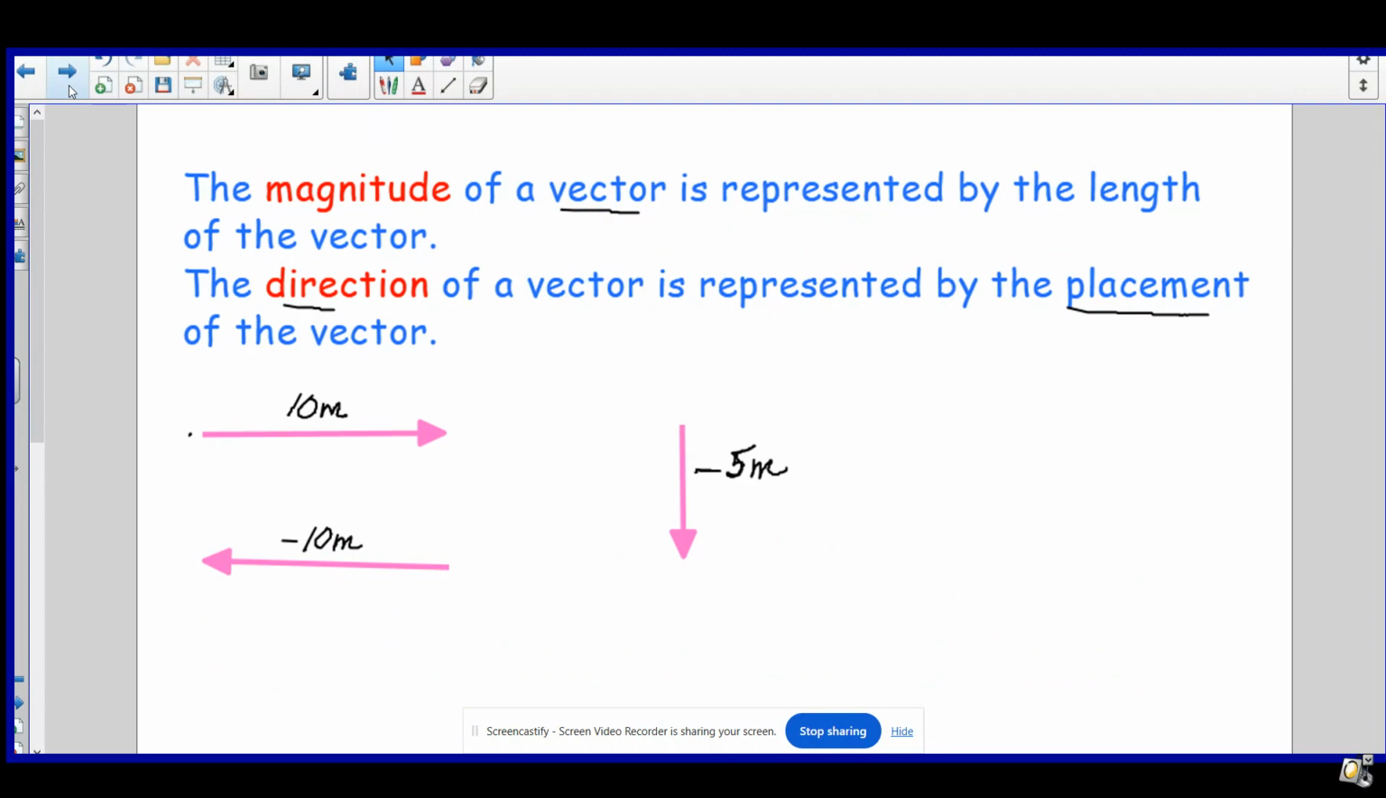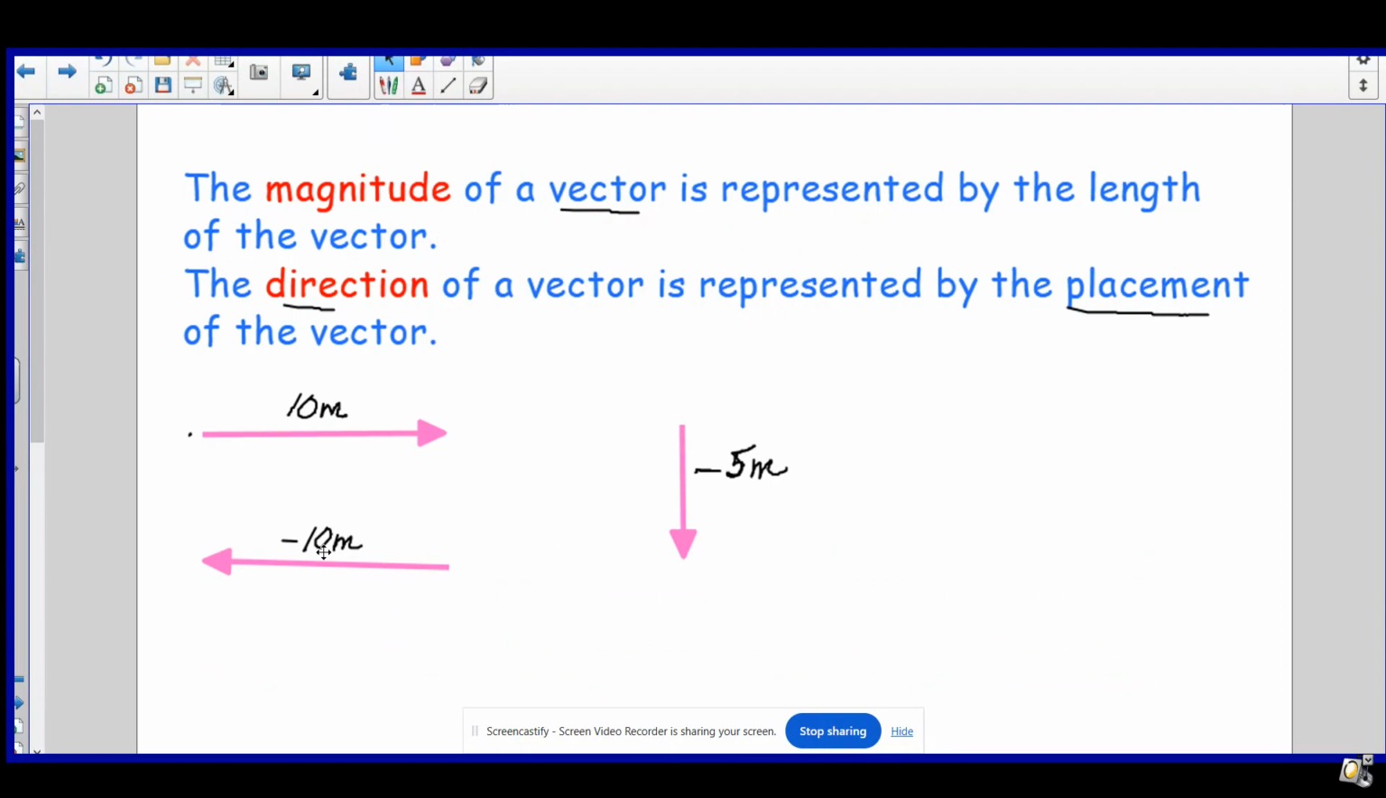Okay? To represent vectors, it's going to be really simple. We're going to use arrows. I think that makes sense. It's intuitive. We can represent the magnitude, or how big the measurement is, by how large we draw the arrow, right? And the direction of the vector we could very easily indicate with the direction of the arrow.